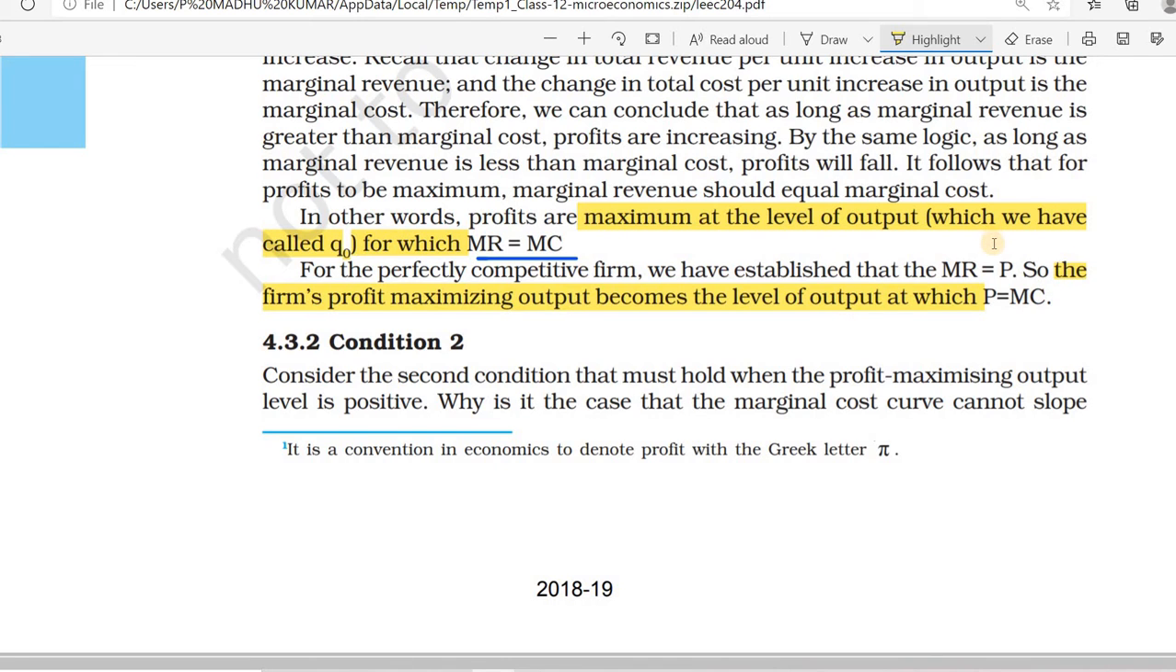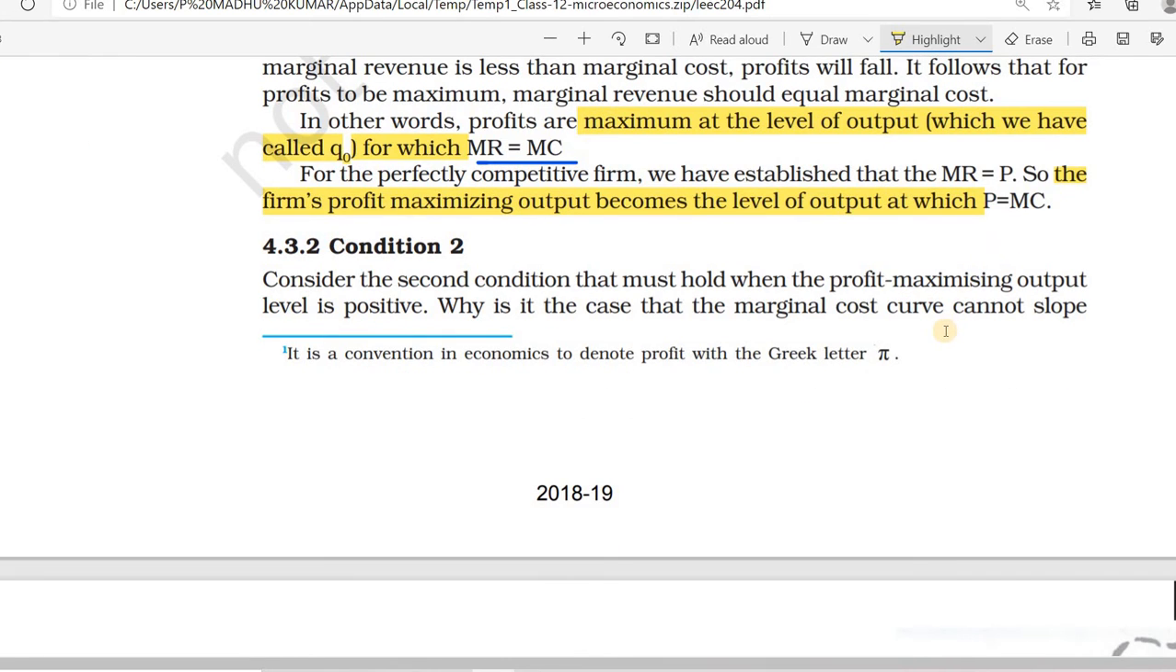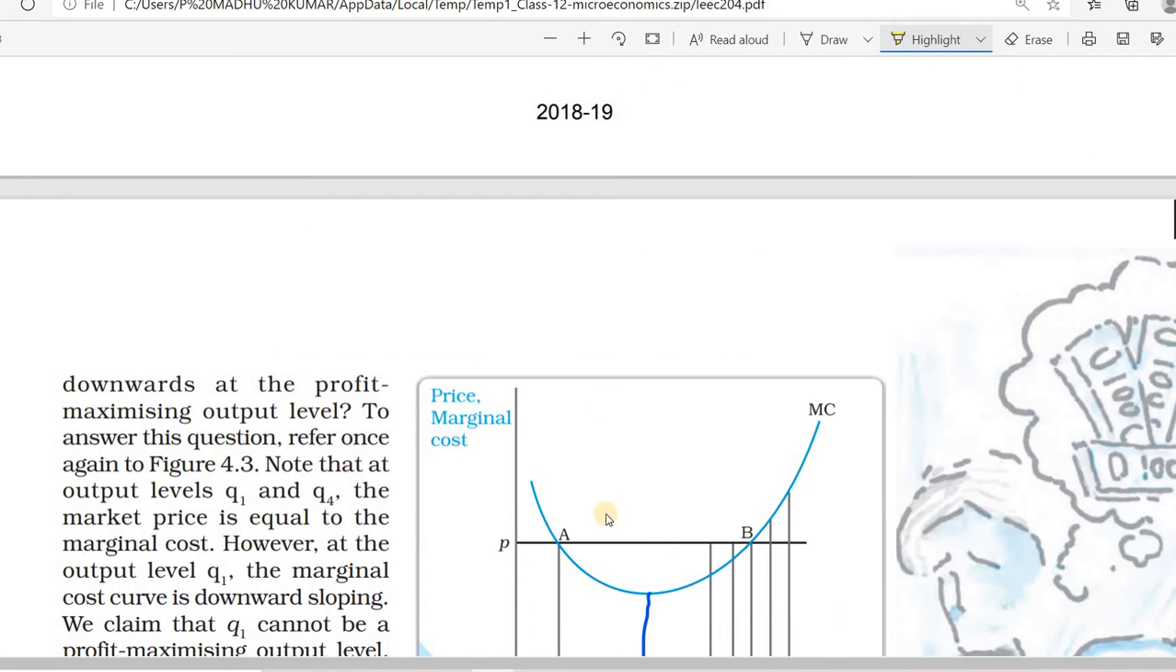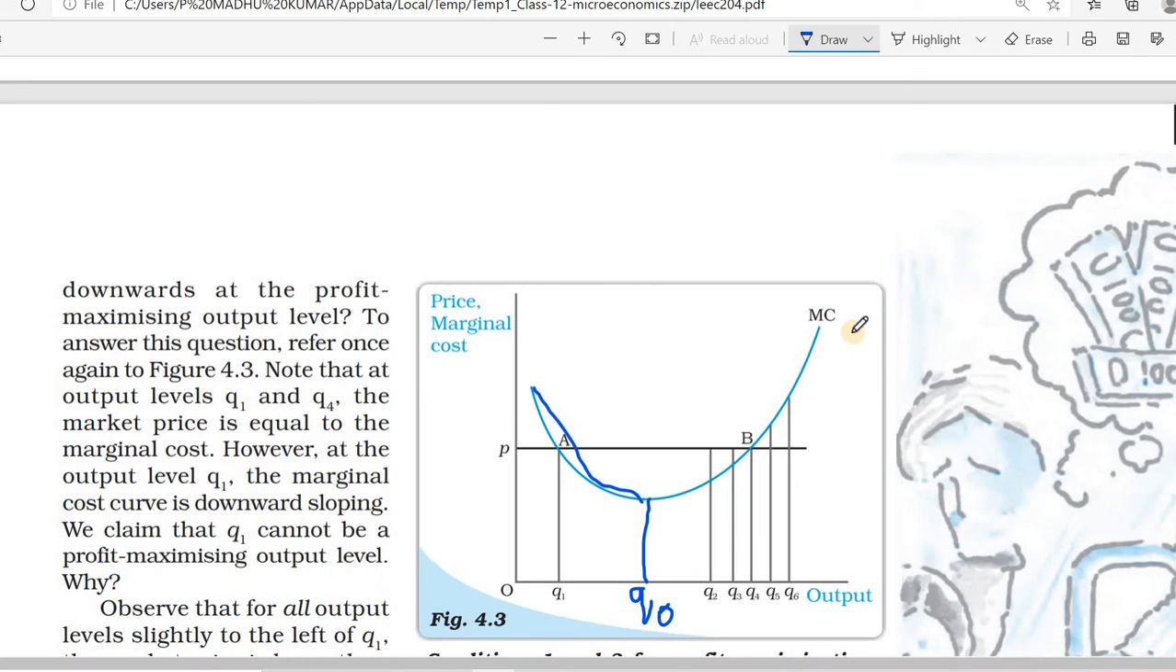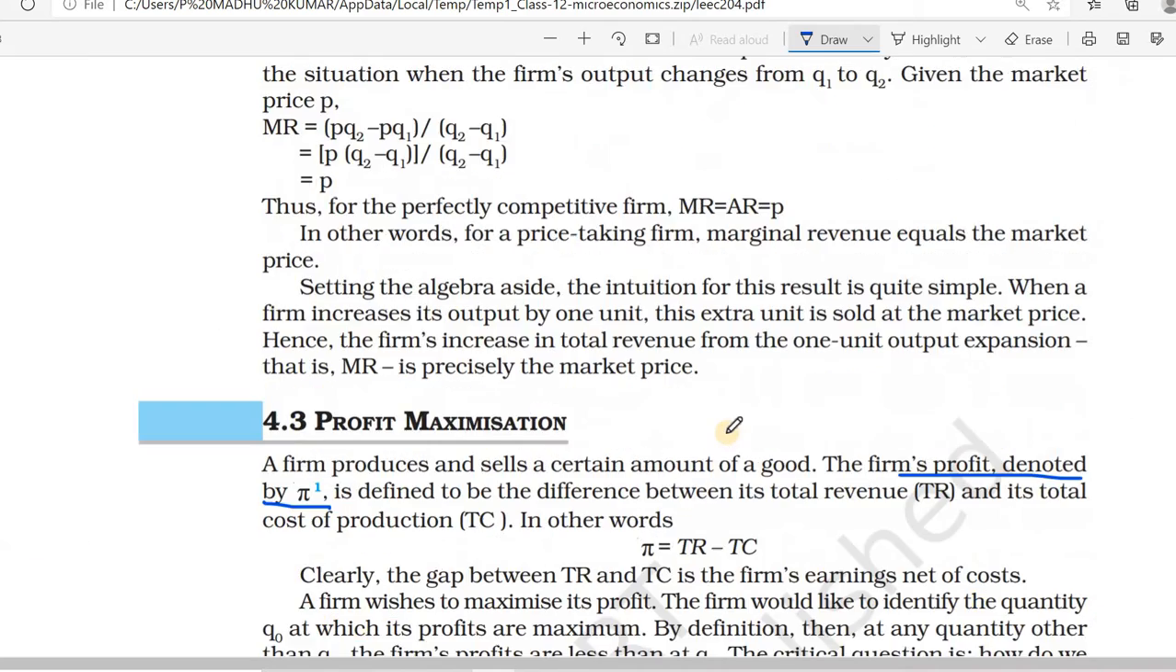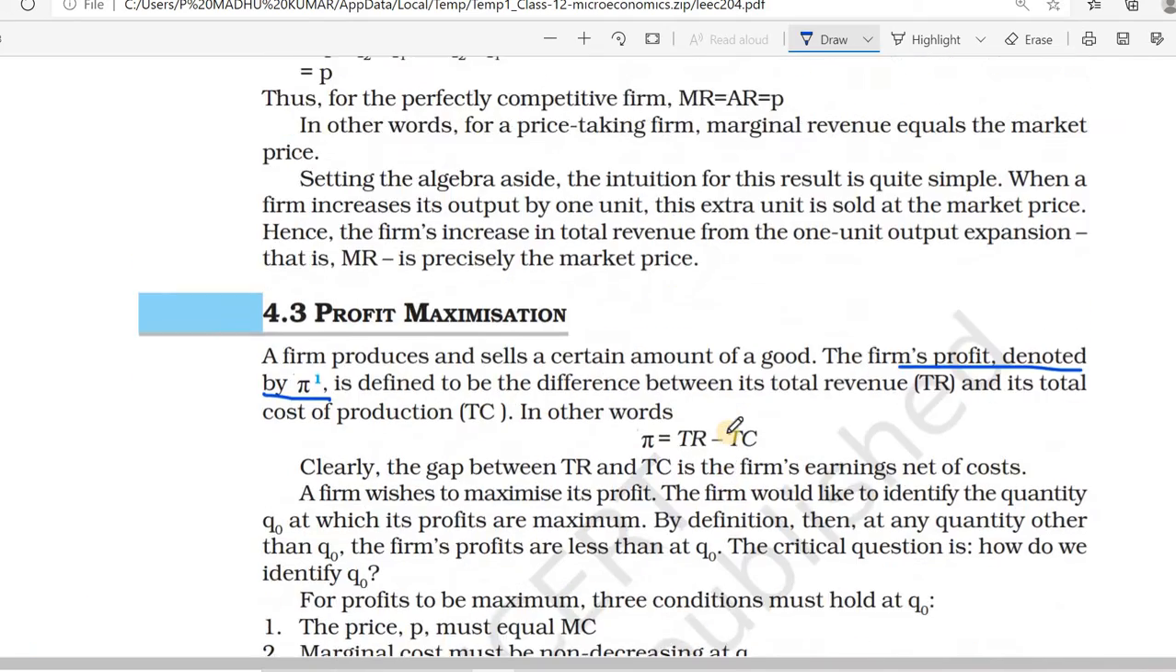Next condition. Here we can see the MC curve. In this area the curve is downward sloping, and here it is upward sloping. Then the second condition, which we studied.